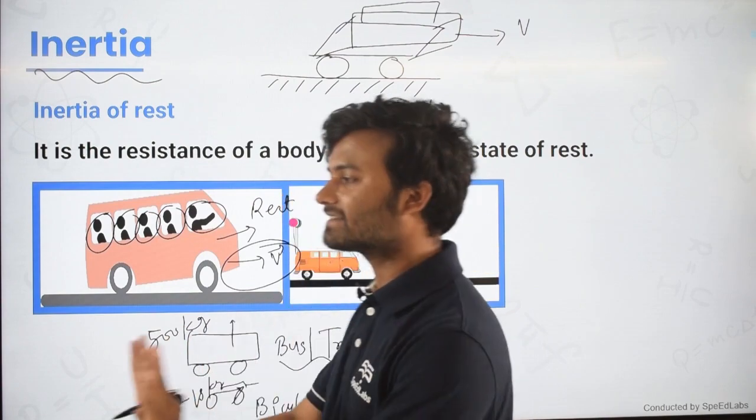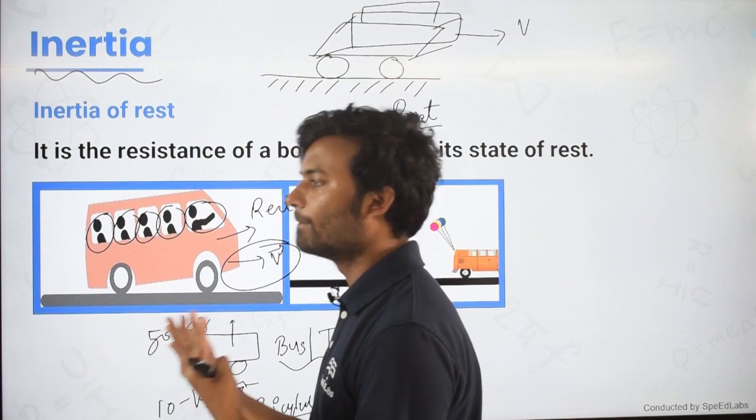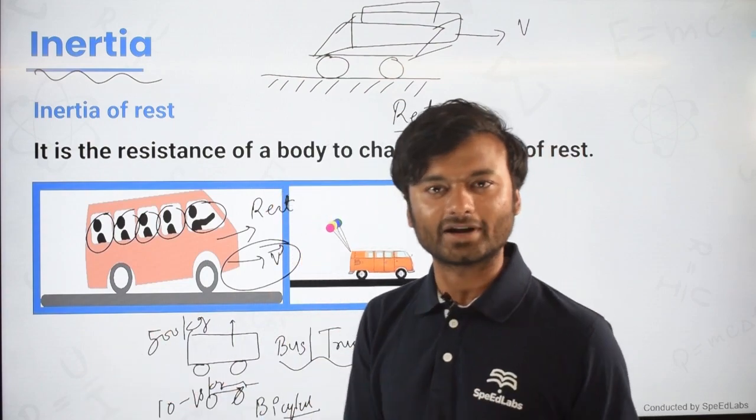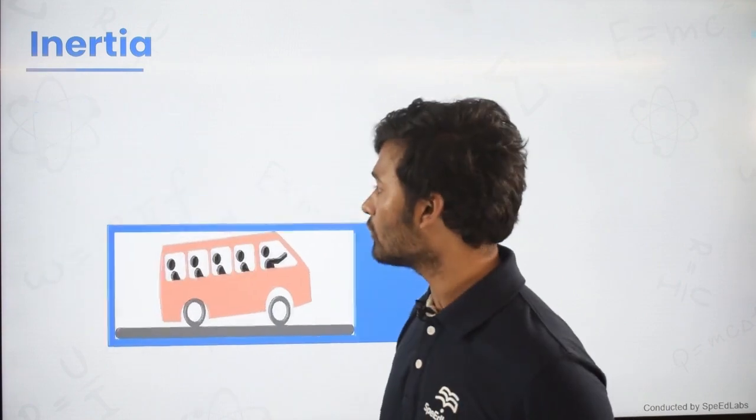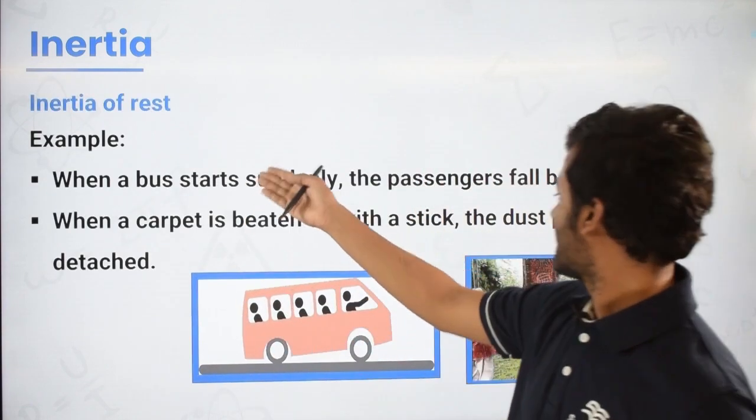So they will resist this change, and so they will move backward. This is the property. Understand? This is inertia of rest. Okay. So this is basically, you can see, what I have just explained to you.